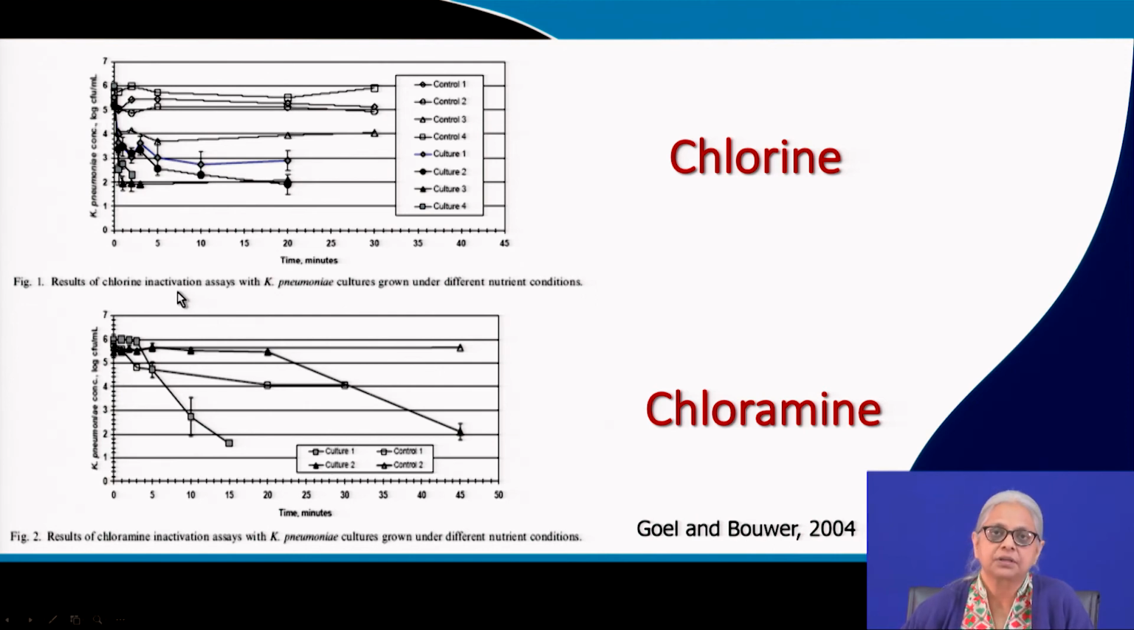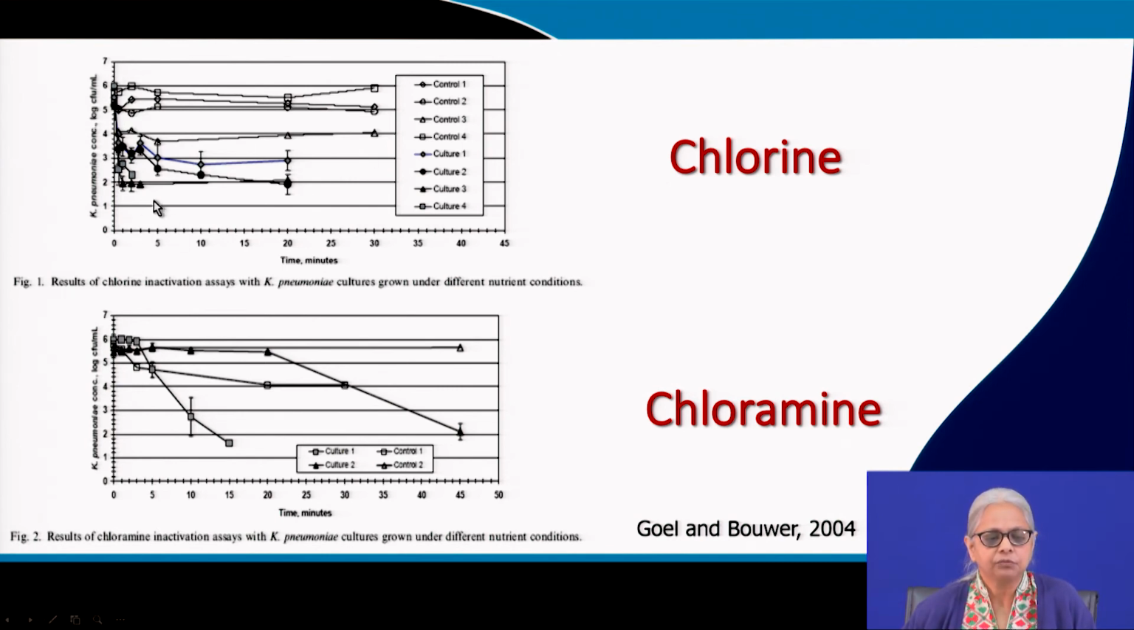These are laboratory assays that are done to determine how a particular species of bacteria or any other microorganism will respond to the presence of a disinfectant. In this case it's chlorine and chloramine. The concentrations of chlorine were close to 0.5 milligrams per liter in the first case, and the chloramine concentration was about 2 milligrams per liter in the second case. These are different cultures that were cultivated under different nutrient conditions.